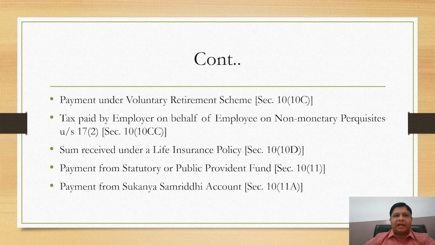Sum received under a life insurance policy, including bonus on such policy, is wholly exempt from tax. However, exemption is not available on any sum received under Section 80DD or under Section 80DDA. Second, any sum received under a keyman insurance policy. Third, any sum received under an insurance policy issued on or after 1st April 2021, in respect of which the premium payable for any of the years during the term of the policy exceeds 10% of the actual capital sum assured.